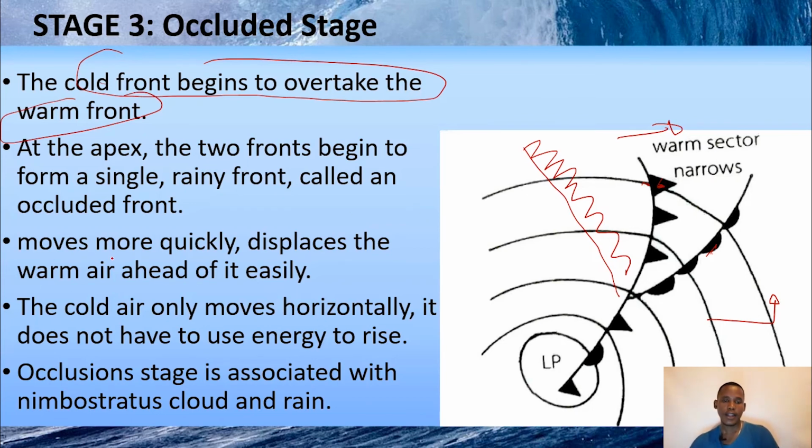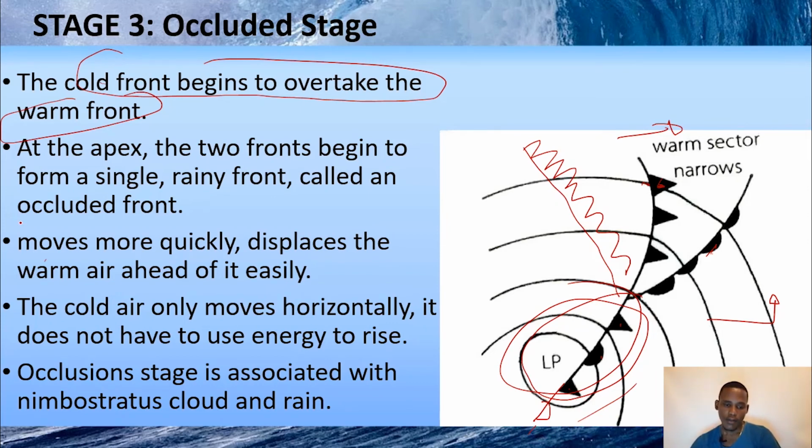Right, at the apex the two fronts begin to form a single rain front called an occluded front. Because of that rotation at the center, the cold and warm front begin to mix to form what we call an occluded front, a mixture of a warm and a cold front. You can see this is a cold, a warm, cold, warm, and so on. This is called an occluded front.